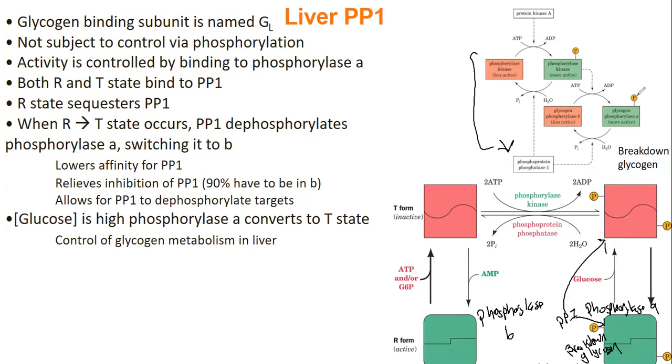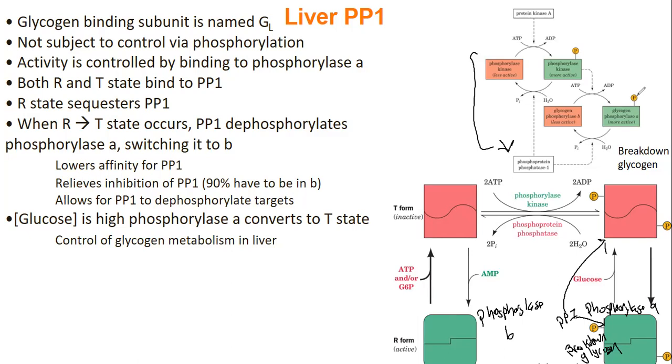Because remember, when PP1 is active, we are turning on glycogen synthesis. However, phosphorylase A's whole goal is to break down glycogen. So if we're in the state where we want to break down glycogen, it makes sense that we don't want to do the reverse process of making glycogen at the same time. So the enzyme responsible for breaking down glycogen will also take away the enzyme that is responsible for starting the synthesis process.